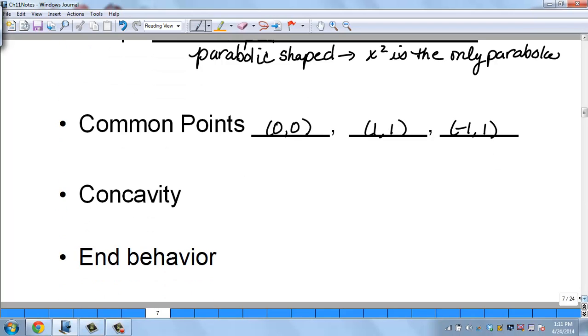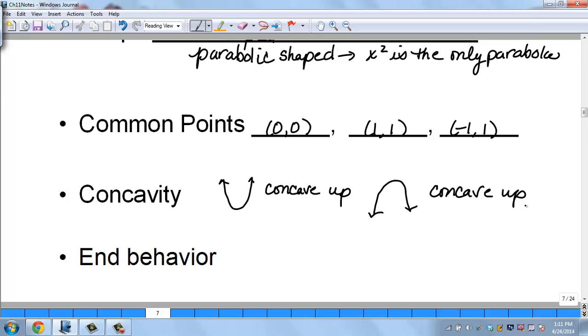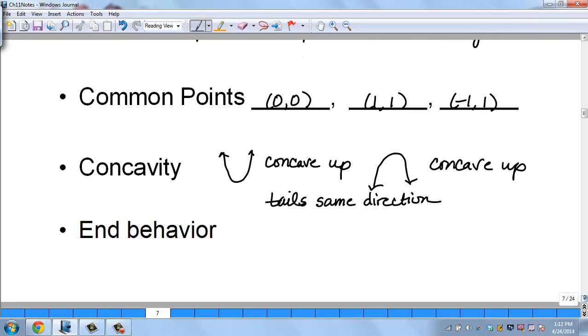Concavity, and the ones that we saw, they all kind of looked like this. So they were concave up in this case. You'll see some that look like this, which are concave down later on. But notice that my tails are in the same direction. We're going to talk about end behavior, but they're in the same direction for both. Either they're both up or they're both down. So that goes with even powers.